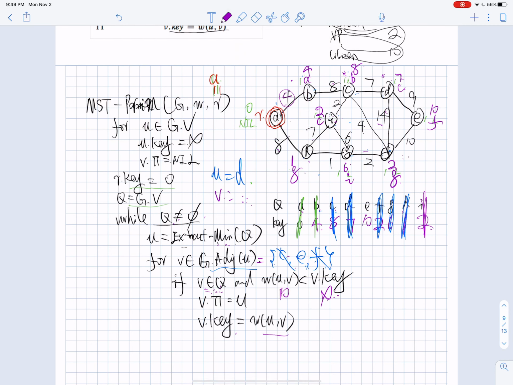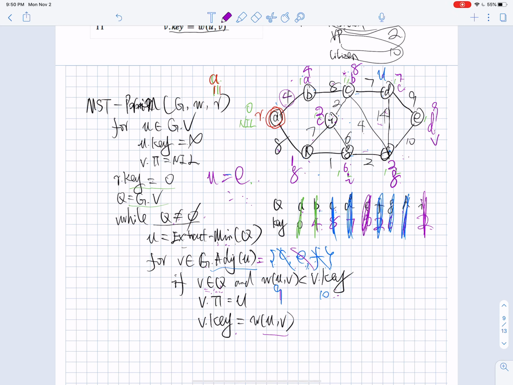So we have v equal to e, v is here, and u is here. Here we have w(u,v) as 9, and v dot key as 10. So yes, this is less. Then we can reduce its key from 10 to 9, and we set its parent as d. We finish this for loop, as well as this iteration of the while loop, and then we check if the queue is empty or not. It's not empty. We have one last node, which is e.